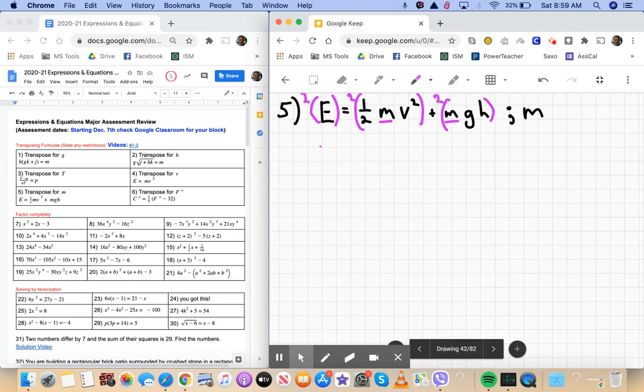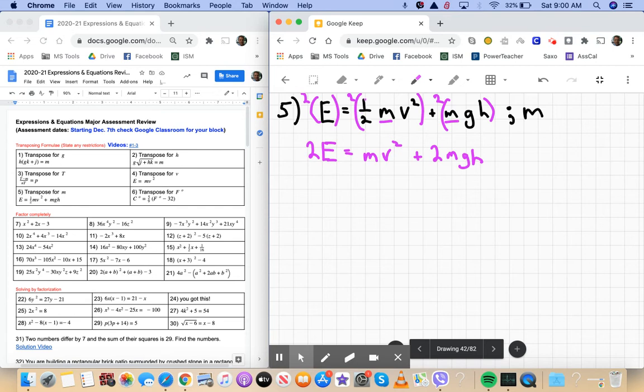Okay, so when I do that, I have 2e is equal to mv squared plus 2mgh. All right, so we want to isolate m. We've got 2 of those m's there. So what is the common factor? Well, the common factor between this binomial is m, okay?